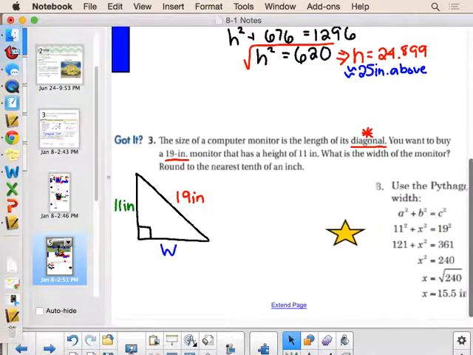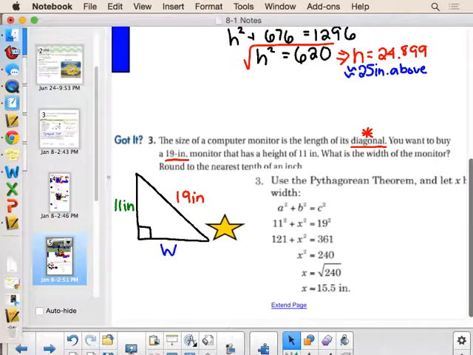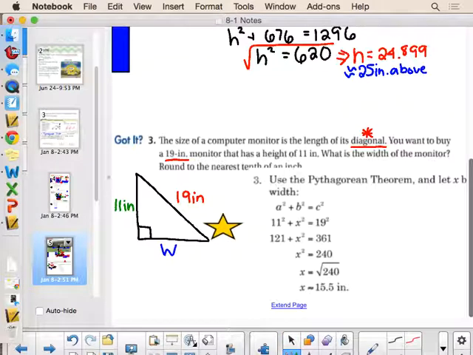All right, let's check your answer on this question. Hopefully you got an answer of 15.5 inches for your width.